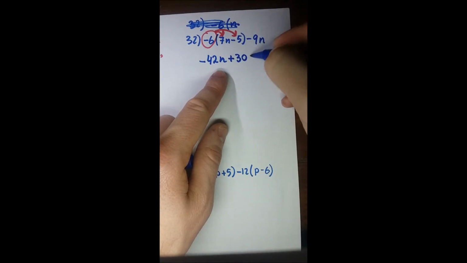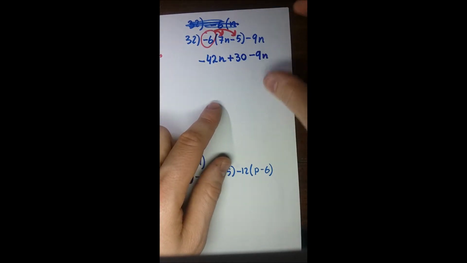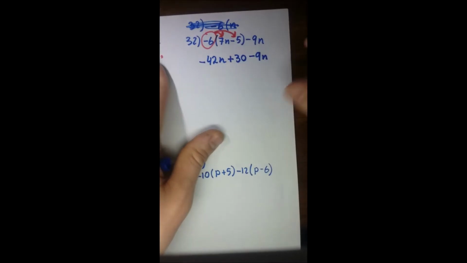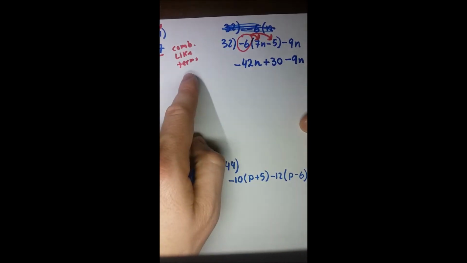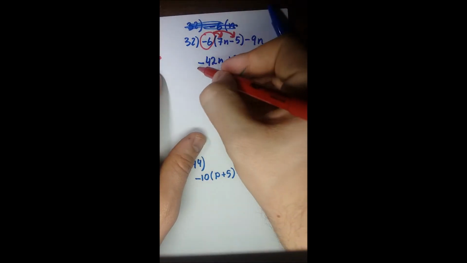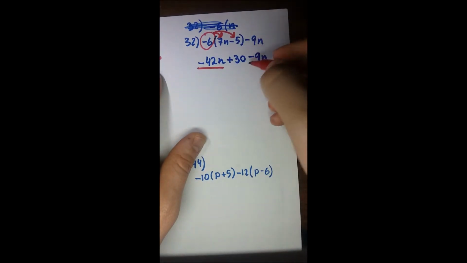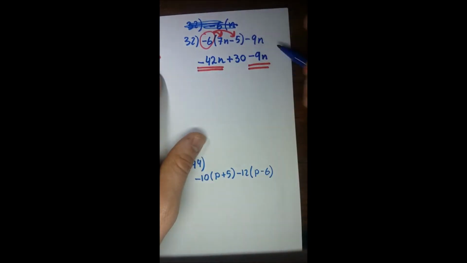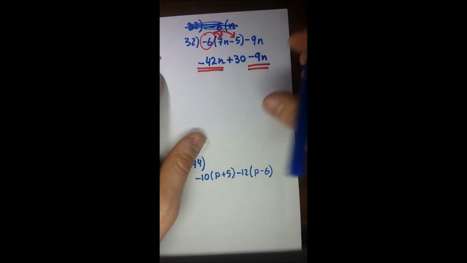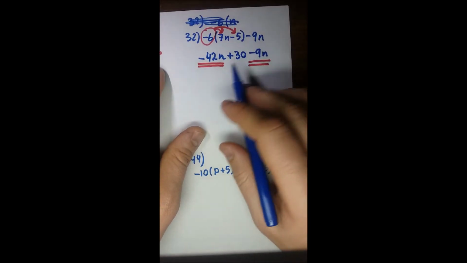Okay, and guess what? This -9n stays here because we never touched it. We never did anything with it. So now, same thing as I did here. Combine like terms. Like terms are -42n and -9n. I can underline it, double underline it, however you want to highlight it. You can even use a highlighter of different colors.